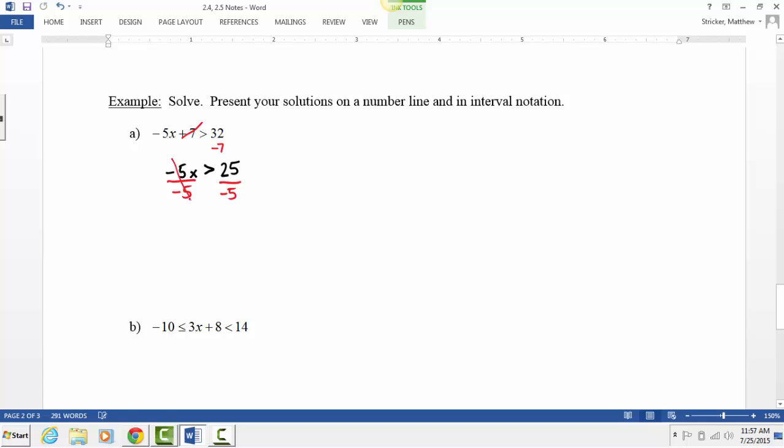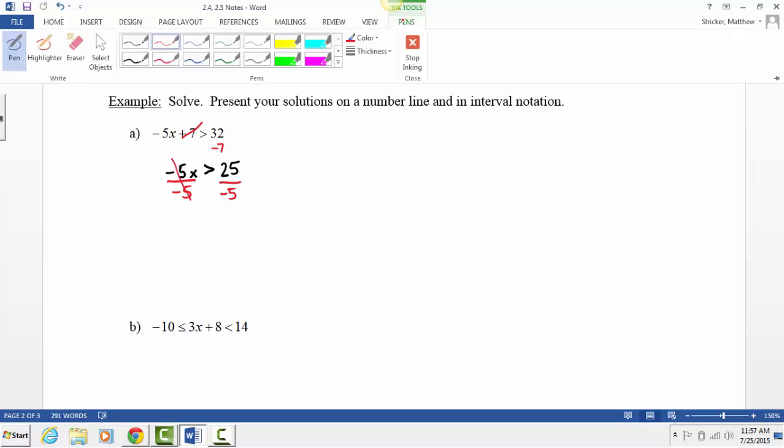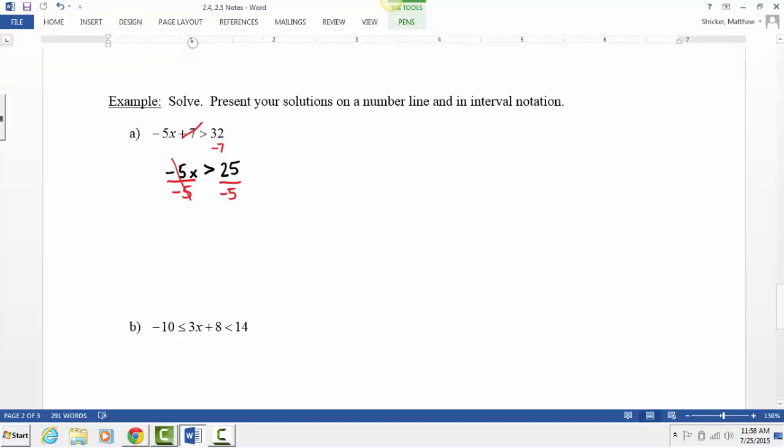That cancels those. But now here we go. Notice we divided by a negative. When that's the case, we have to switch this from a greater than to a less than. So that becomes x is now less than negative 5.